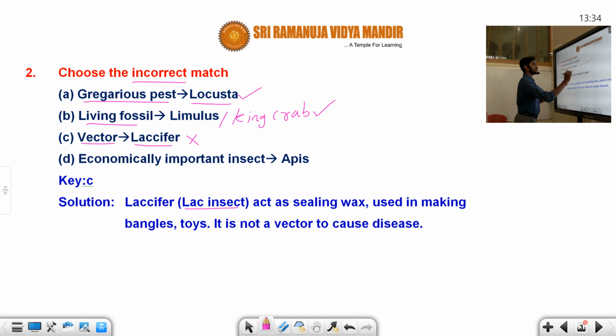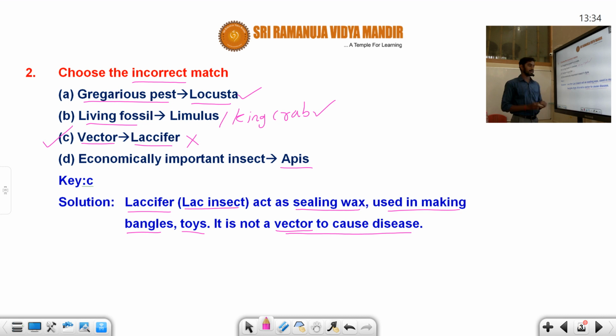So the incorrect match is C, the correct option for this. The economically important insect is Apis, which is nothing but the honeybee. Laccifer is also called the lac insect. It is required for sealing wax and used in making bangles and toys. It is not used as a vector to cause disease. For example, the female Anopheles mosquito causes malaria; it carries Plasmodium vivax.